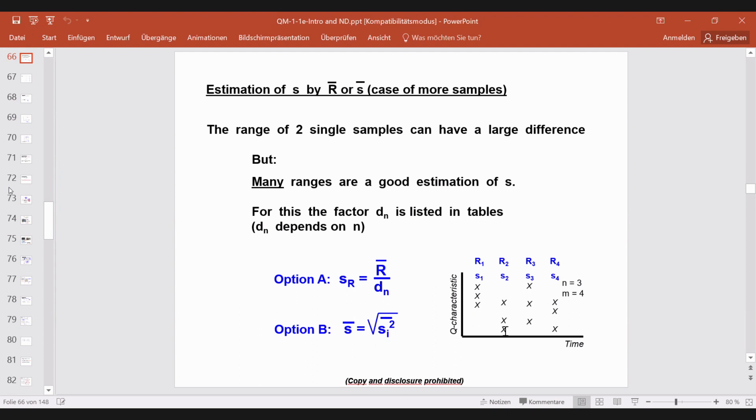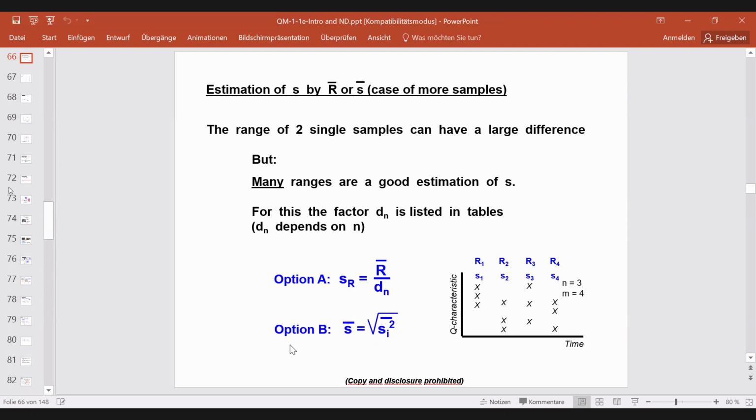This is the second measurement. Maybe after 4 hours, you take another three parts out of the production, measure them, and then you get these three measurements. Also, you have an S, standard deviation, and range, and here this is a third sample, and here you have a fourth sample. So the number of samples in this quality chart is 4. M is always the number of the samples, and N is the sample size. Sample size is 3, so in every sample you have 3 measurements.